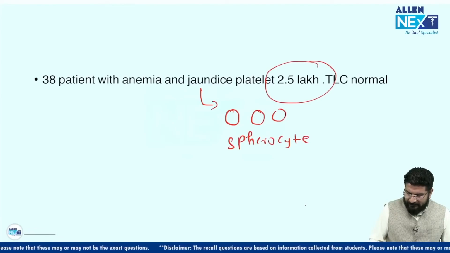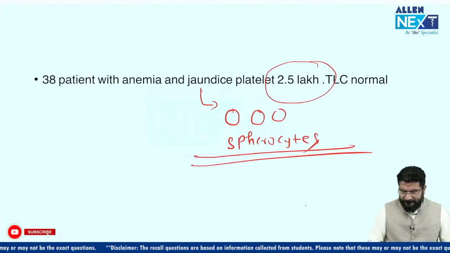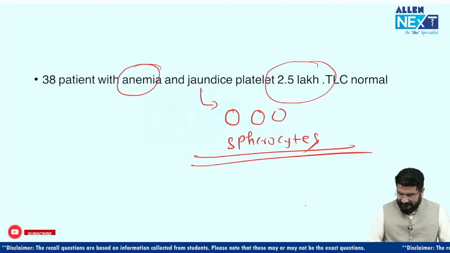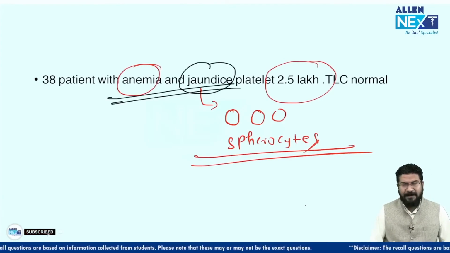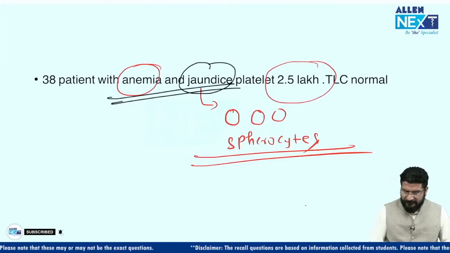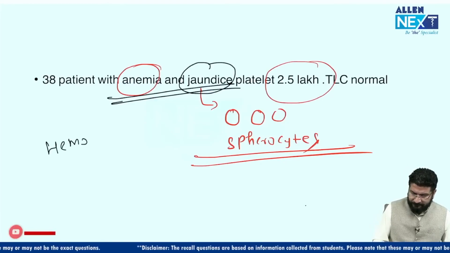Okay, so I got two answers from a student. Age was not mentioned. Anemia is there. Now see the question. Anemia is there. Jaundice is there. Anemia means hemoglobin is less. Jaundice means hemoglobin will convert into bilirubin. So that's why jaundice. So it's a case of hemolytic anemia.